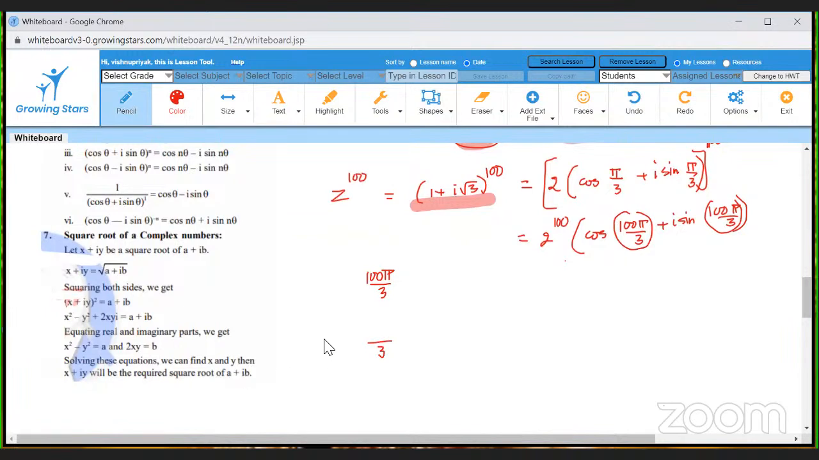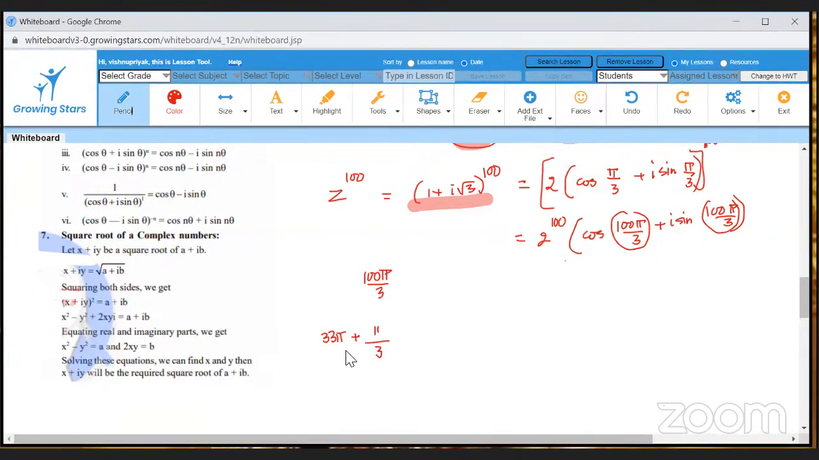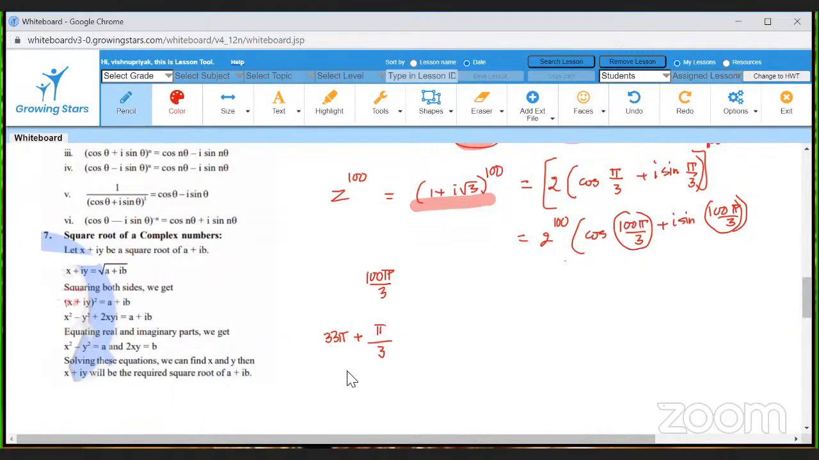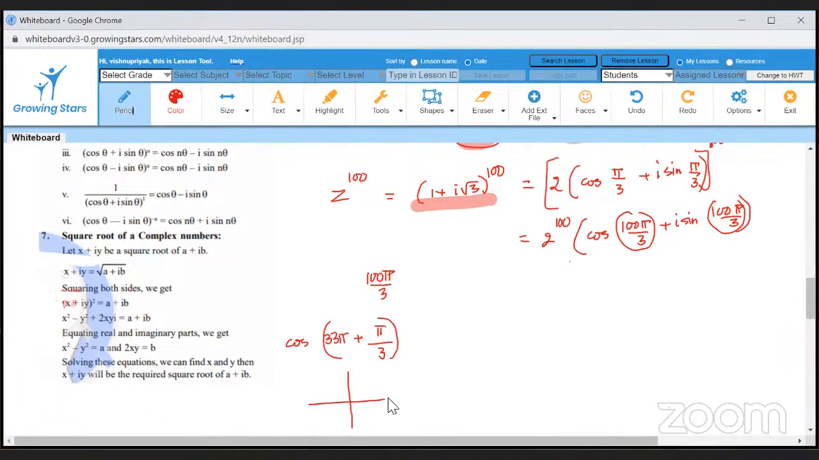How will you split it? 33 pi plus pi by 3, so that it will be 99 pi plus pi, 100 pi. This is how you will split. And then cos of 33 pi plus pi by 3. Where is this 33 pi?